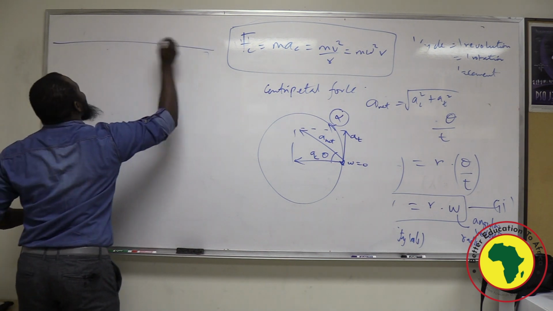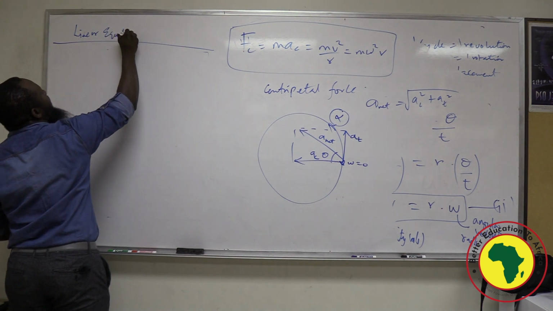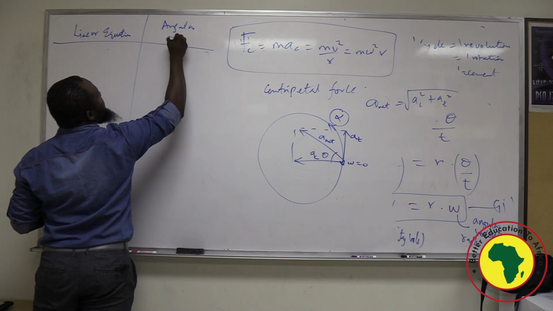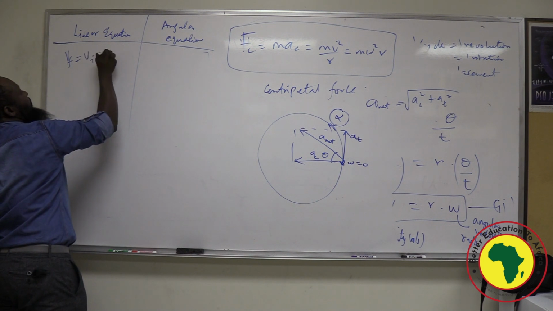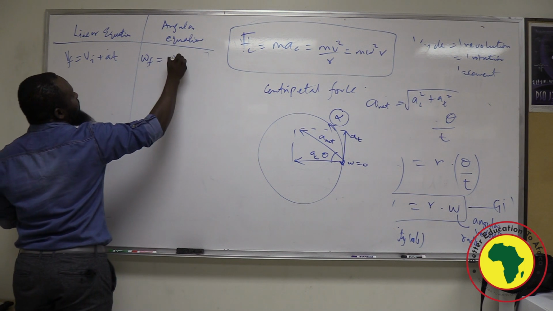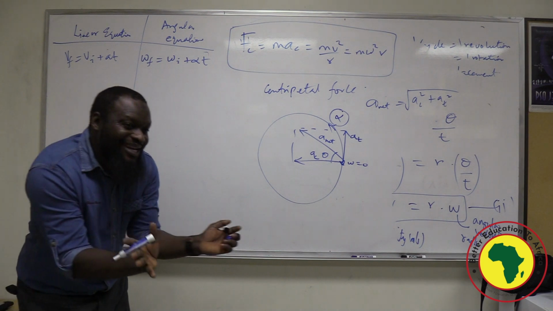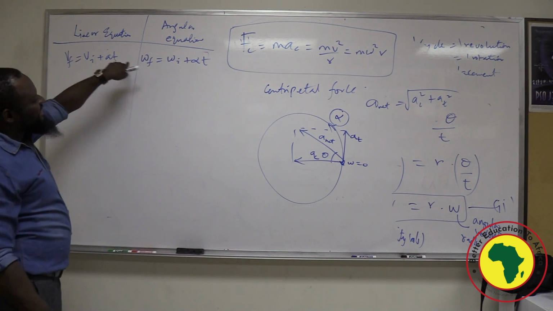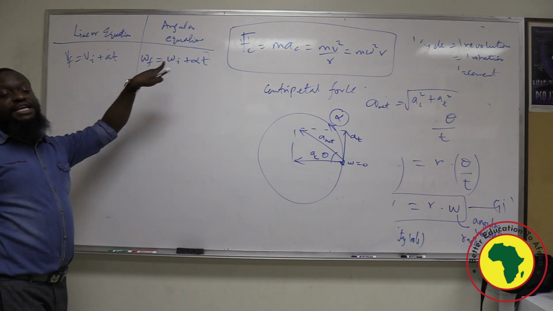So now, for my kinematic equations, I have my linear equations. Now I will give you the angular or circular equations. I say V final is V initial plus at. Now it will be omega final is omega initial plus alpha t. The only thing that doesn't change is time. Time is the only thing that doesn't have an angular counterpart. But every other thing changes. So a changes to alpha, V final changes to omega final, V initial changes to omega initial.